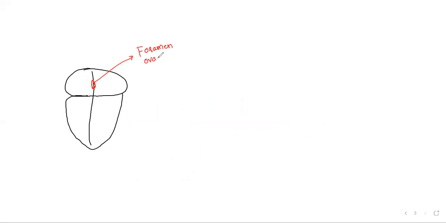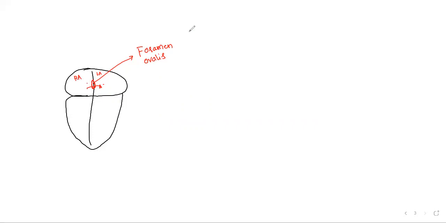There is an opening on the interatrial septum which connects the right atrium to the left atrium. This is the right atrium and this is the left atrium. Connecting both of them, there is an opening here. We call it the foramen ovale.